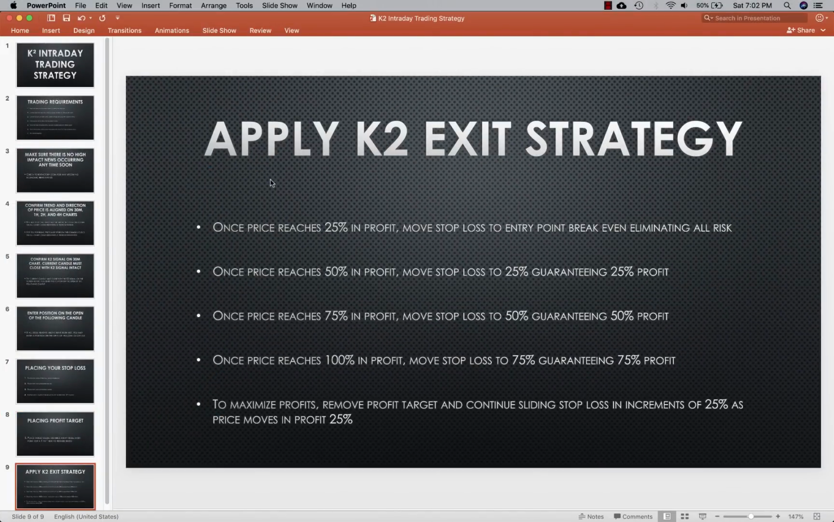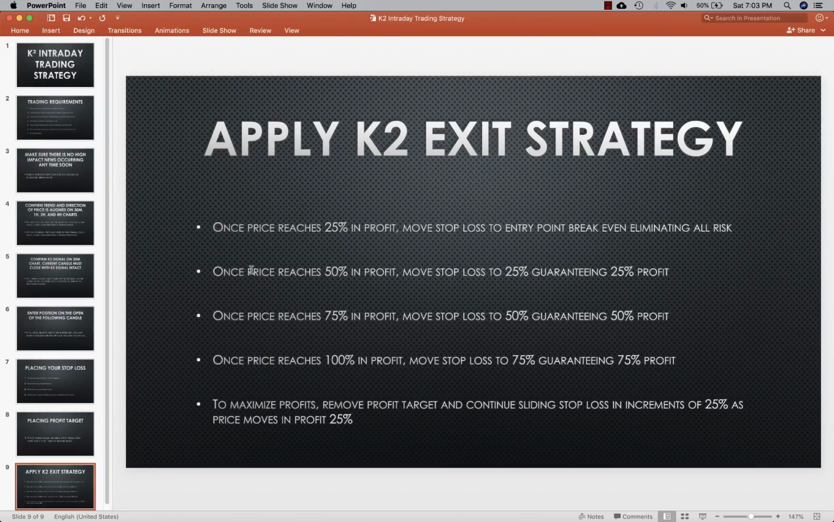So next, you could apply the K2 exit strategy. Basically, the K2 exit strategy entails moving your stop loss up in increments of 25% once price reaches 25% and up. So once price reaches 25%, you'll move your stop loss to the entry point, break even, which will eliminate all your risk. So if price reverses for any reason, you'll automatically win, because your stop loss won't be in the negative. It would just be exactly where you entered from.